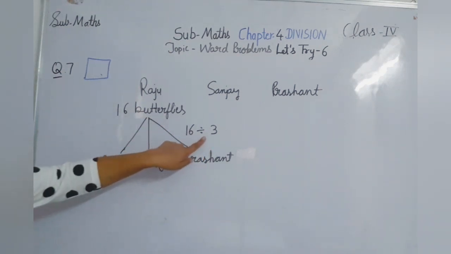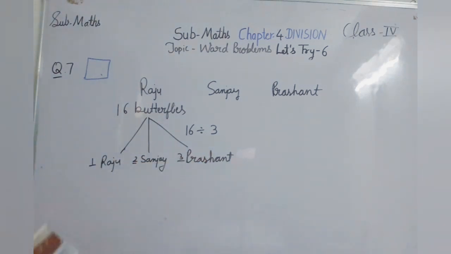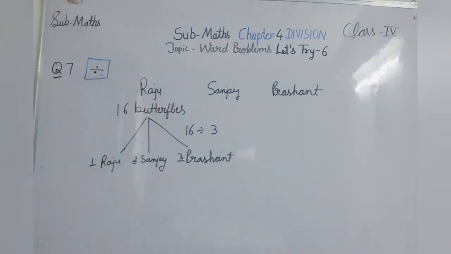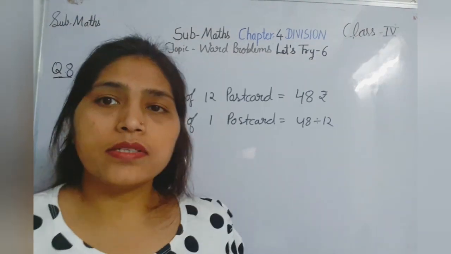So 16 butterflies we have to divide among 3 persons equally. So what will we do here? Division. Okay. So in question number 7, what will we do? Division. Okay. So match it with the division symbol. So let's see the next problem. Let's see the last one.